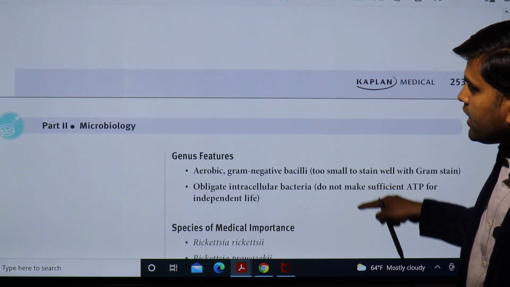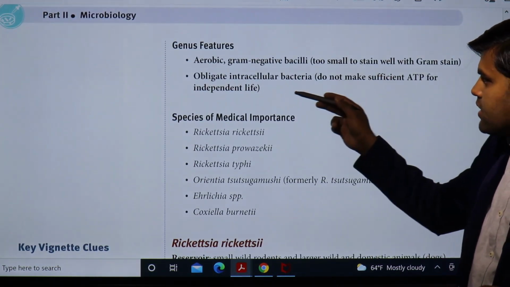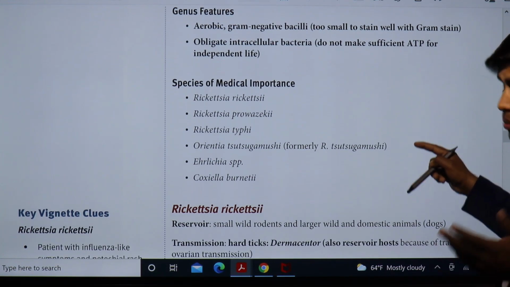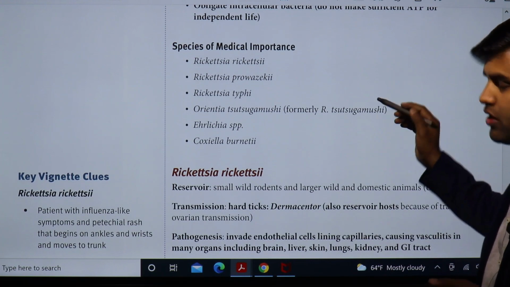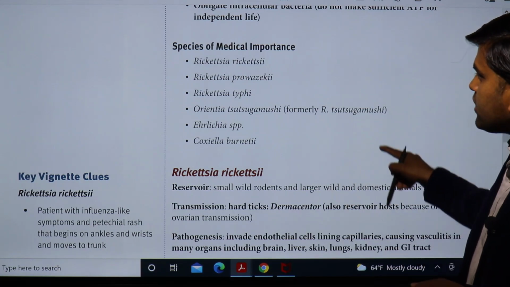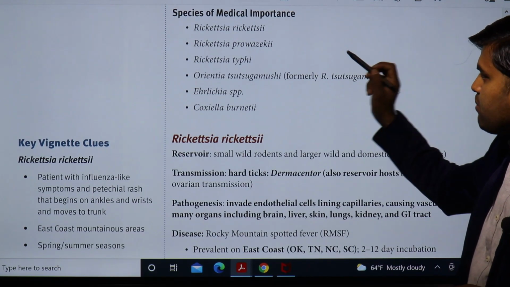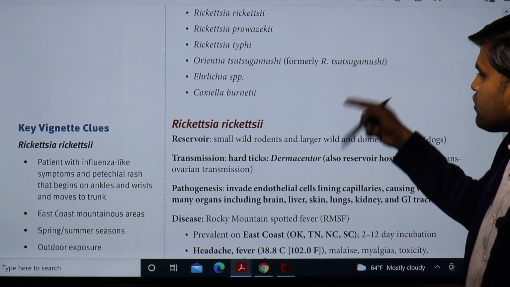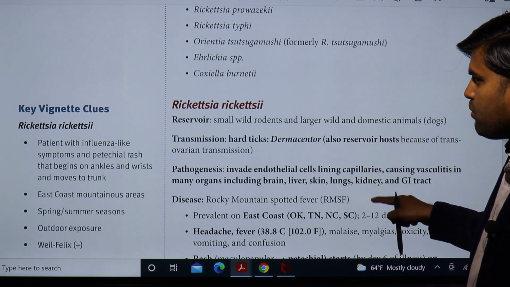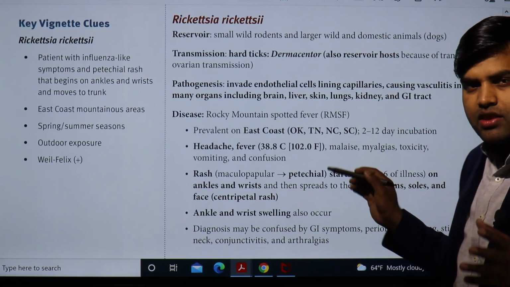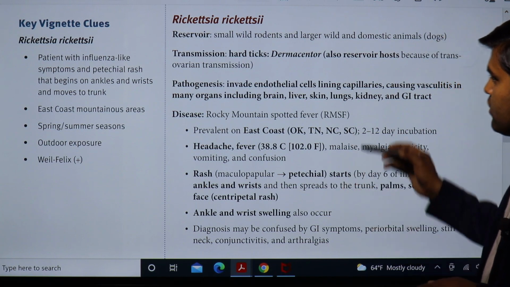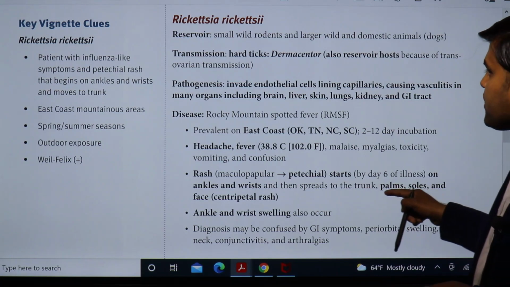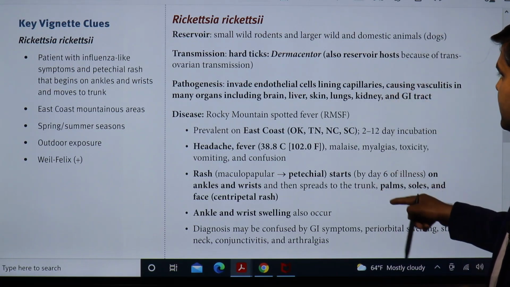We will talk about this initially. Rickettsiae are aerobic gram-negative bacilli, too small to stain well on the Gram stain. They are obligate intracellular parasites. They do not make their own ATP. The important species are Rickettsia rickettsii, Rickettsia prowazekii, Rickettsia typhi, Orientia tsutsugamushi, then Ehrlichia species, and Coxiella burnetii. Talking about Rickettsia rickettsii, this will cause Rocky Mountain spotted fever. There is a small rodent, and transmission is due to Dermacentor, the hard ticks.